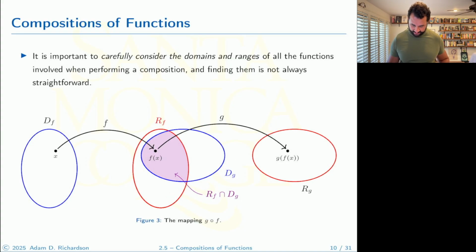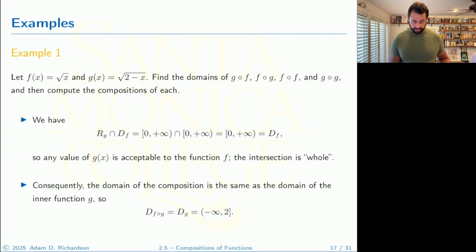Let's see, where was I? Right here. Okay, so because any output of G is acceptable as an input of F, the domain of our composition is just the domain of the inner function, the domain of G. G takes points from negative infinity to 2, and it spits them out in 0 to infinity. But f takes points in 0 to infinity and spits them out wherever it wants. So because this overlap is whole, the domain of the composition is just the domain of the inner function.